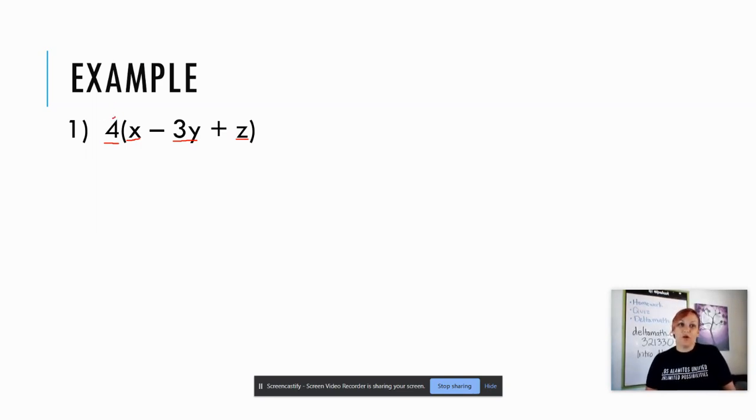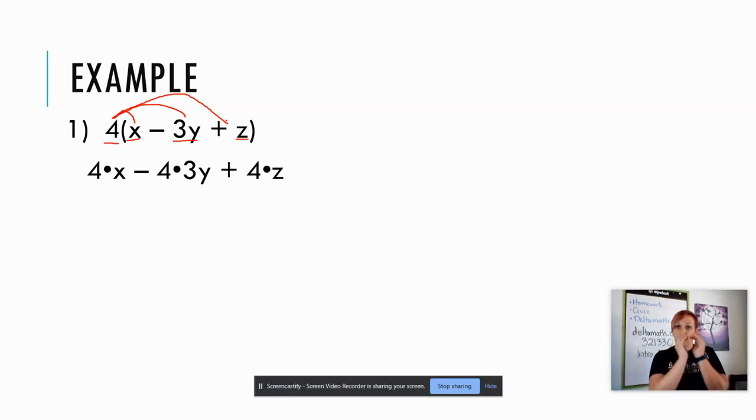So I'm going to take my 4 and I'm going to multiply it by my x. Then I'm going to take my 4 and I'm going to multiply it by the 3y. Then I'm going to take my 4 and multiply it by the z. Again, notice that the 4 is being multiplied by the 3y. It's not being multiplied by the 3 and then also by the y. Okay, so be careful with that.